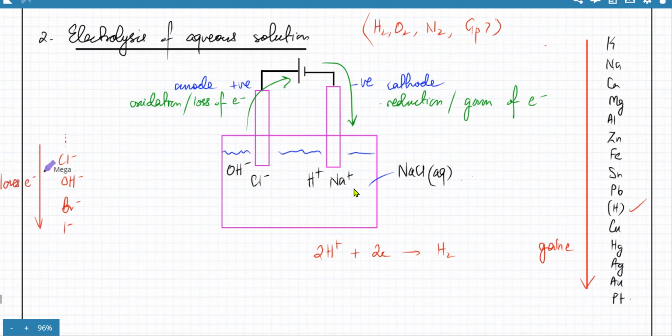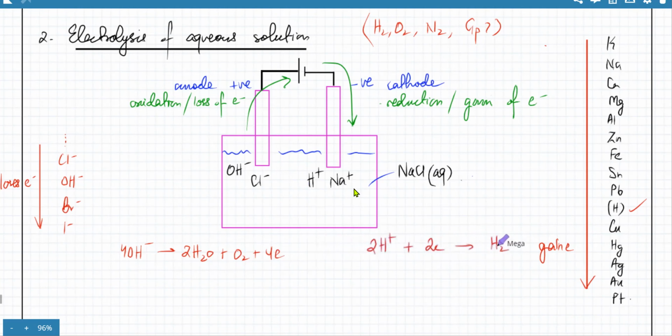So you have to look at the bottom. Which one is right at the bottom right now? It's OH, right? And for OH, you have to remember this equation. When OH minus 1 loses electrons, it forms two water molecules, an oxygen molecule, and it produces 4 electrons. So you've got your equation at cathode and you've got your equation at anode. And you have to remember this OH minus 1 equation.